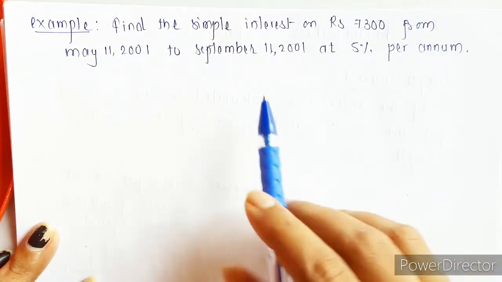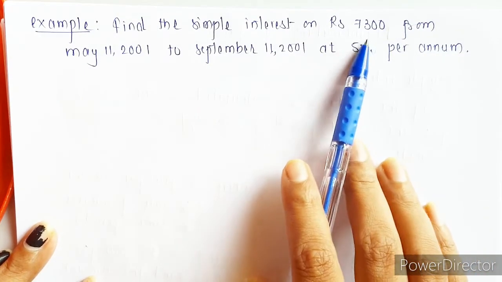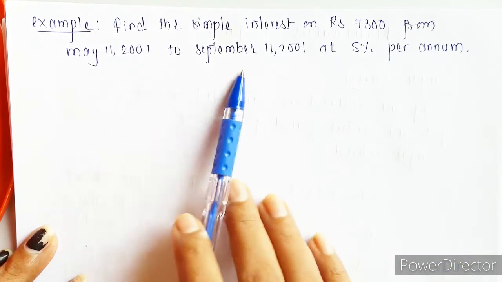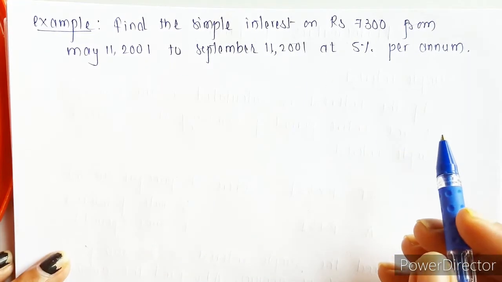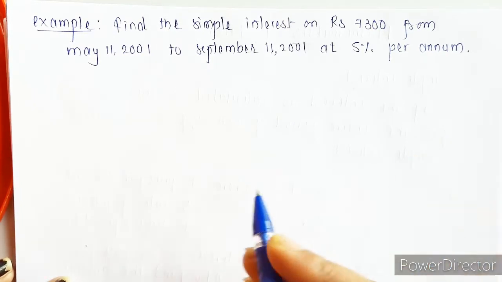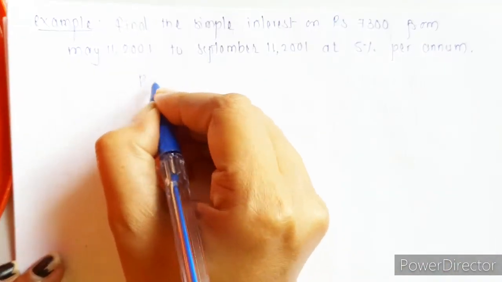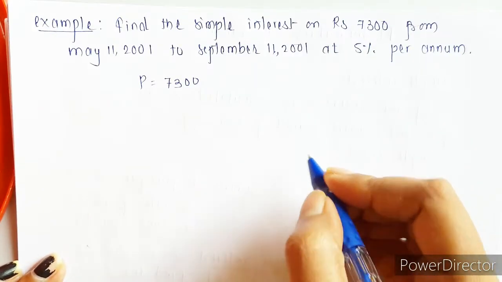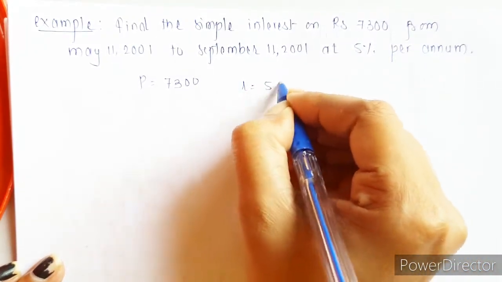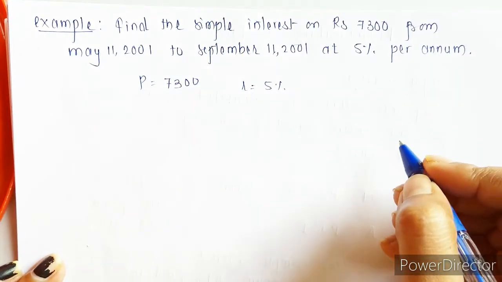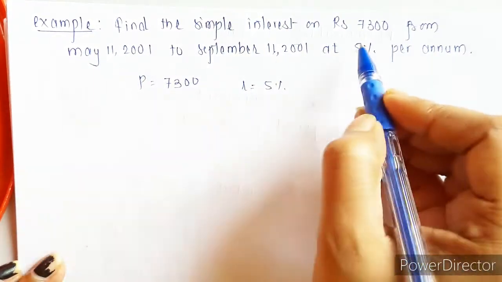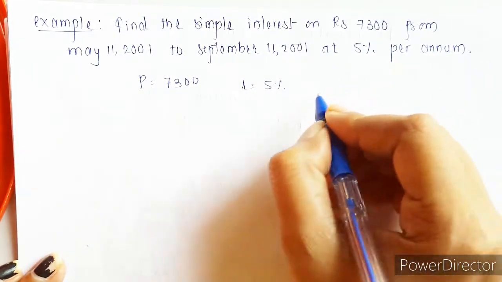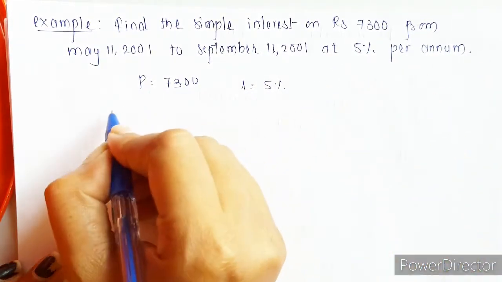Next problem: find the simple interest on rupees 7,300 from May 11, 2001 to September 11, 2001 at 5% per annum. The principal amount here is given as 7,300, at the rate of interest 5%. And the time period is given as May 11 to September 11. So now we have to count the days. Let me write it here.